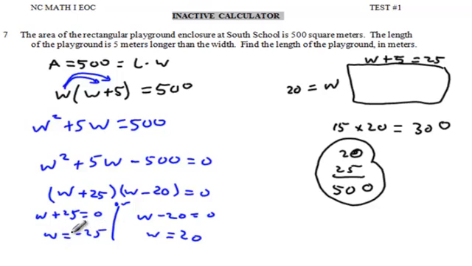This one here is rejected because there is no length with a negative number. So you got W equals 20. You substitute 20 for W here, and you will get the length is 25. So we did it mentally on this side, and we did it algebraically on this side. Worked well.